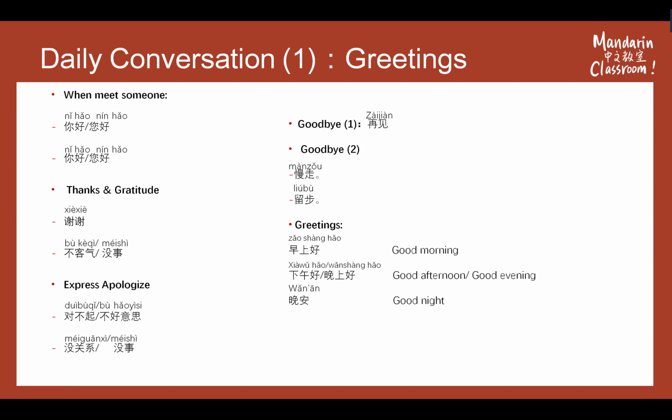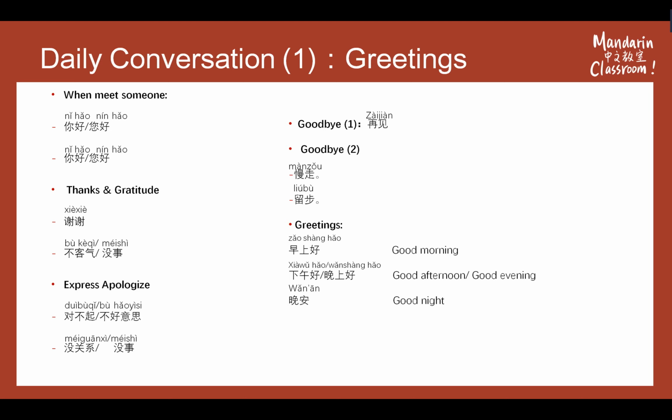So first, we're going to learn the short sentences for greetings. Let's see the first one, when you meet someone. In English, you will say hello. In Chinese, we say 你好 or 您好. So there are 2 words. What's the difference between these 2 words? The second one, 您好, is a respectful way to say hello.